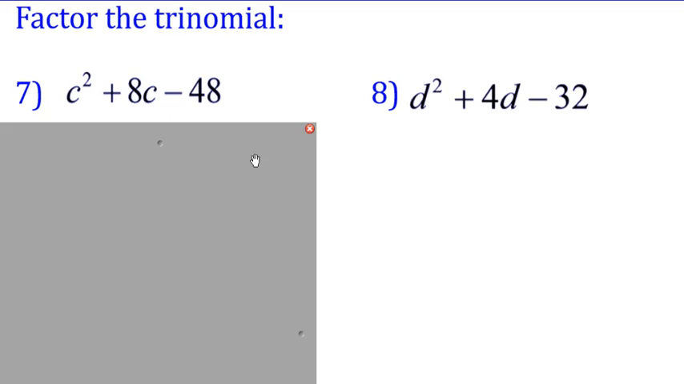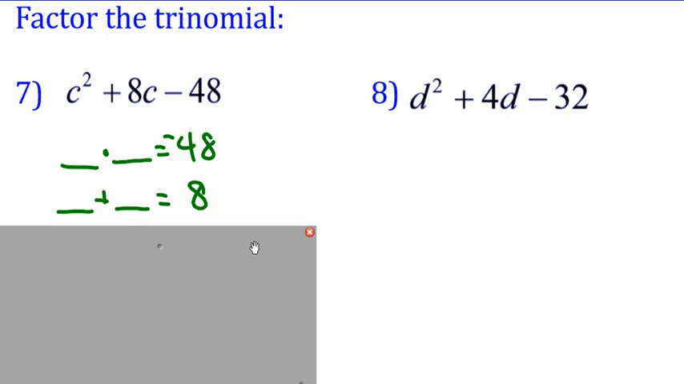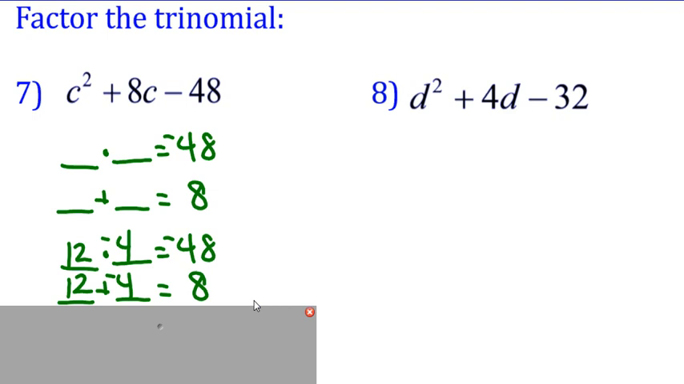Well, to make both of those true, I could use a positive 12 and a negative 4. That would make the product true and the sum true. So again, what we used to do is write it out with four terms, c squared plus 12c minus 4c minus 48. Break them into pairs, divide out your common factors.